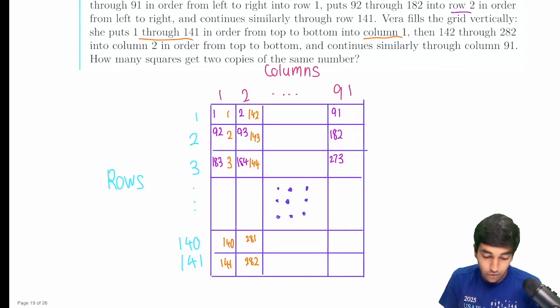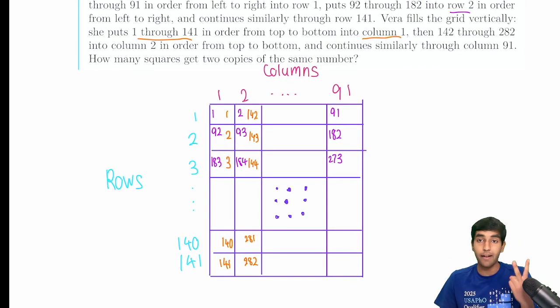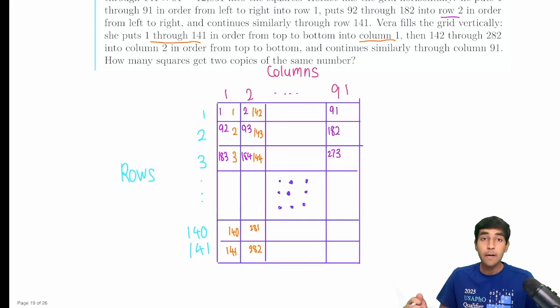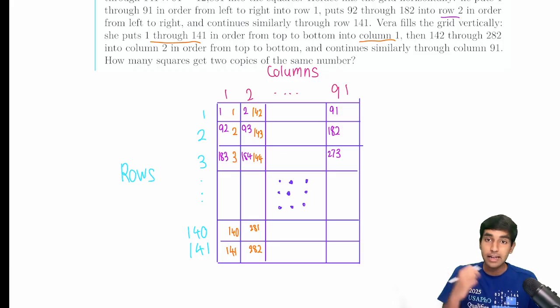We're asked to find how many squares get two copies of the exact same number. Obviously doing this by brute force is going to be near impossible. So let's write expressions for Horace's number and Vera's number in each square.